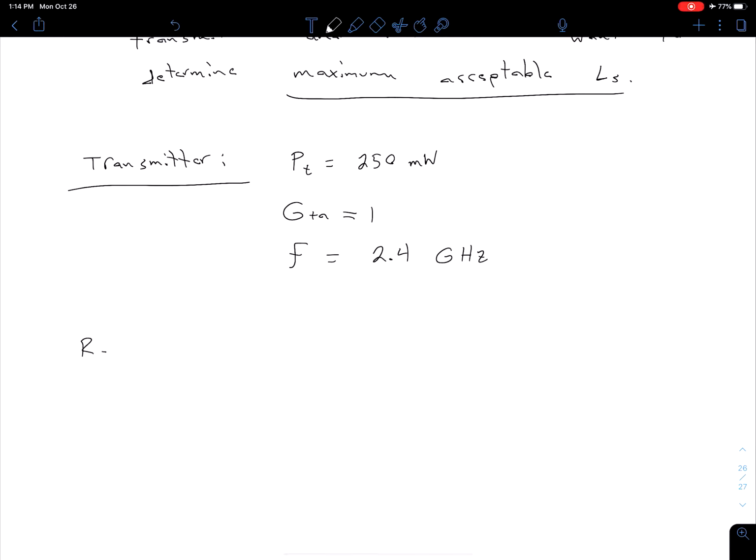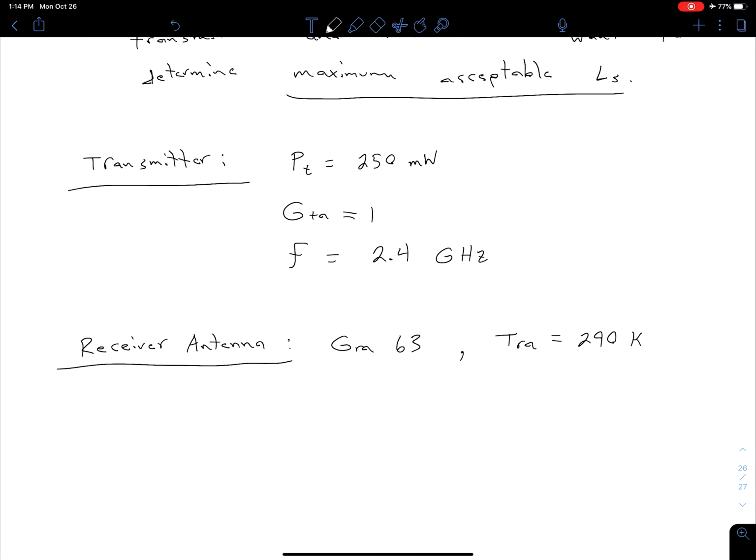Okay, now let's specify the operation of our receiver antenna. For our receiver antenna, we have an antenna gain of 63. Remember, we expected that to be greater than 1 because it's only looking below the horizon. It's not looking above where it is. We also have an ambient temperature of T sub Ra. Let's just assume it's approximately room temperature, 290 Kelvin. This is just our ambient temperature where our antenna is.